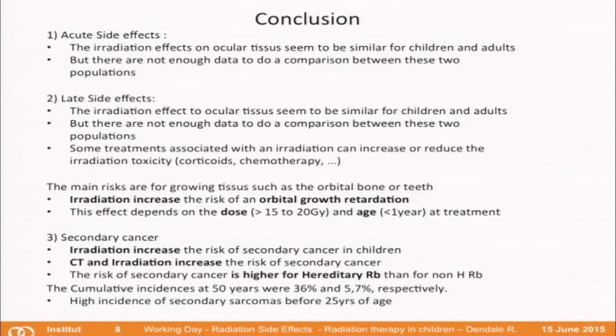The irradiation increases the risk of orbital growth retardation. The effects depend on the dose and the age. For secondary cancer, the irradiation increases the risk of secondary cancer in children. Chemotherapy with irradiation increases the risk of secondary cancers, and the risk is higher for hereditary RB than for non-hereditary RB. There is a high incidence of secondary sarcoma before 25 years of age. Thank you.